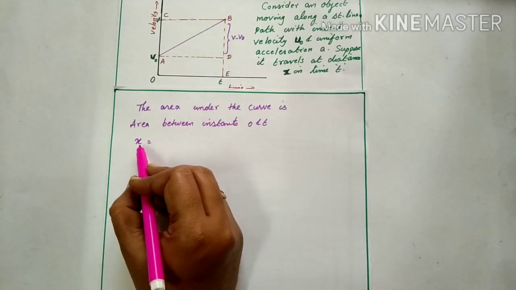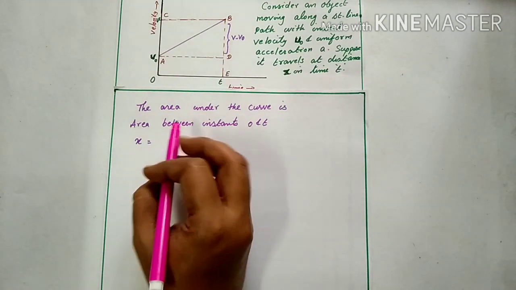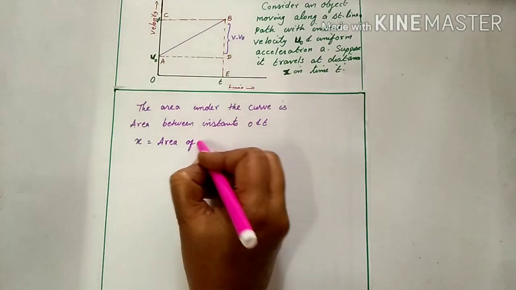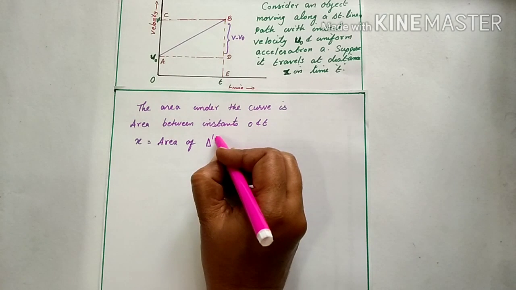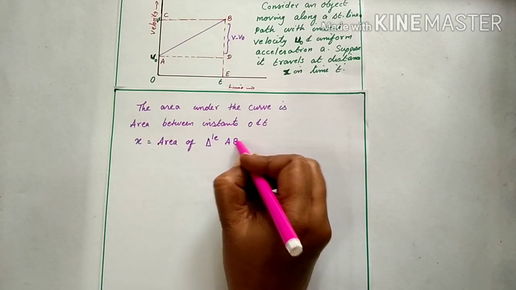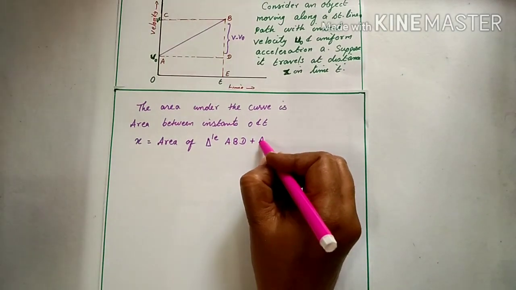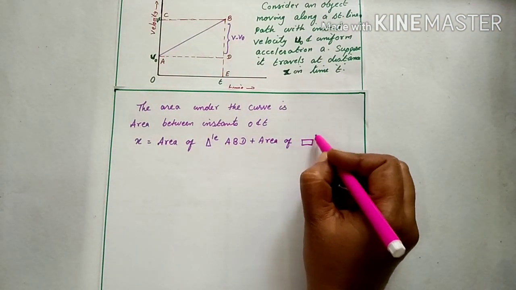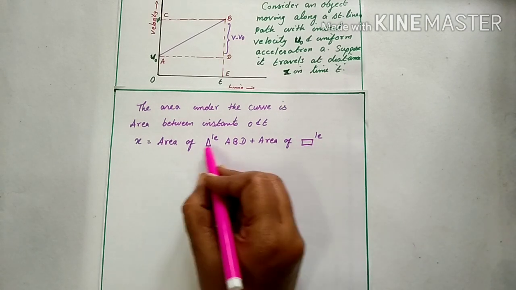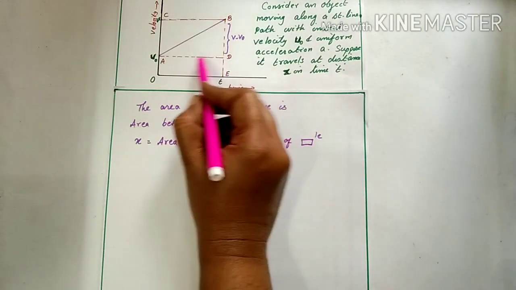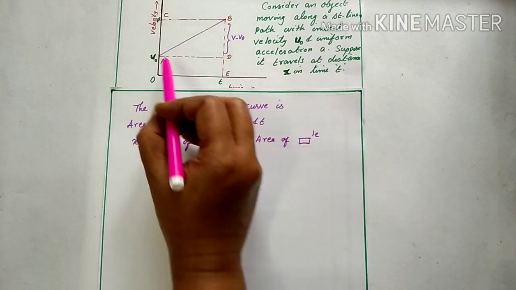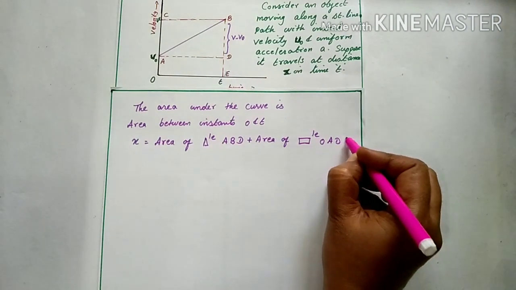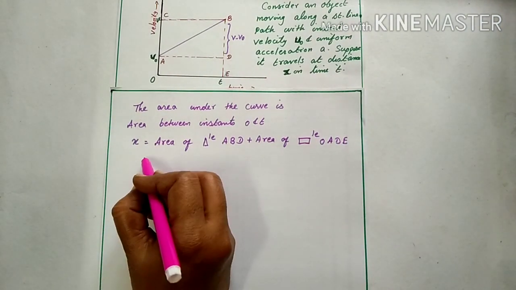So we can write the displacement of the object x equal to the area of triangle ABD plus the area of rectangle. That area is divided into two: area of triangle ABD plus area of rectangle. What is the rectangle? OADE.